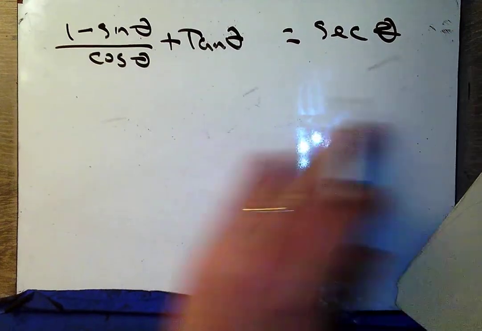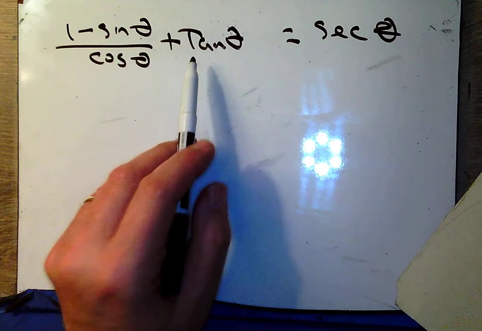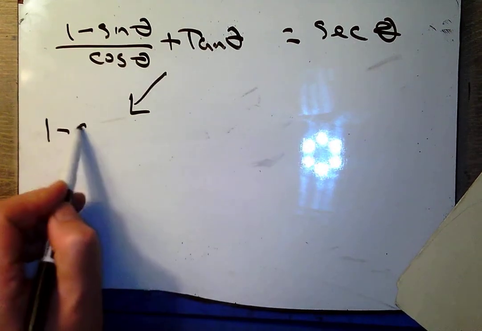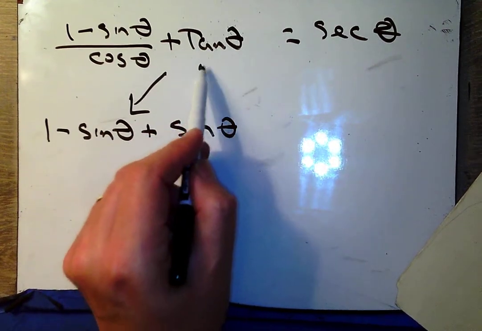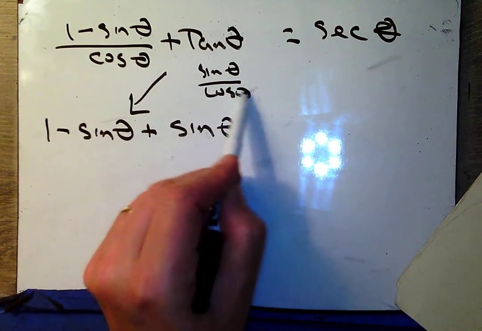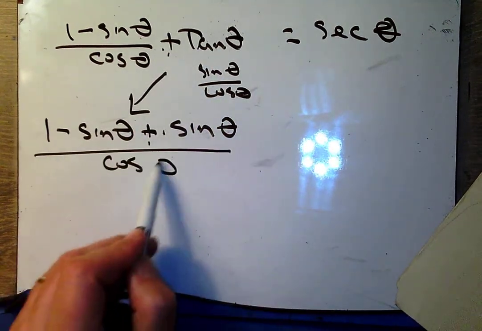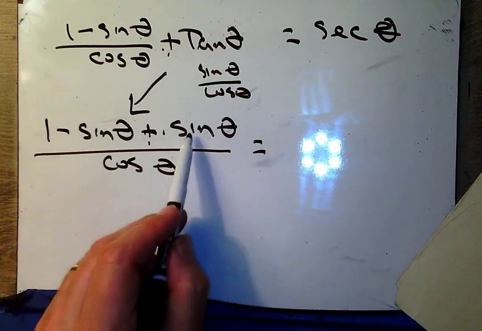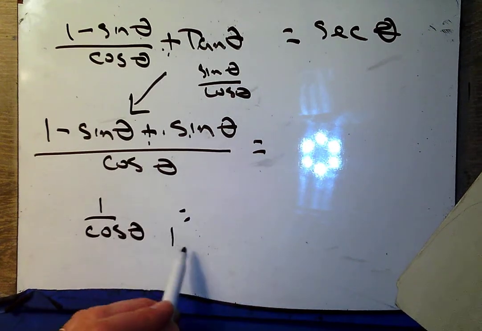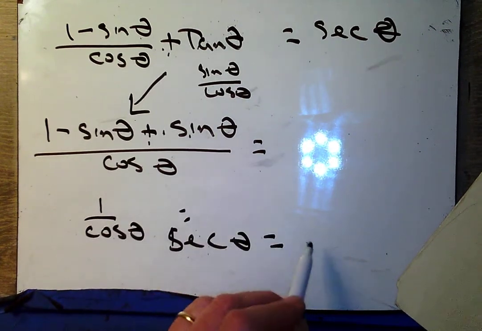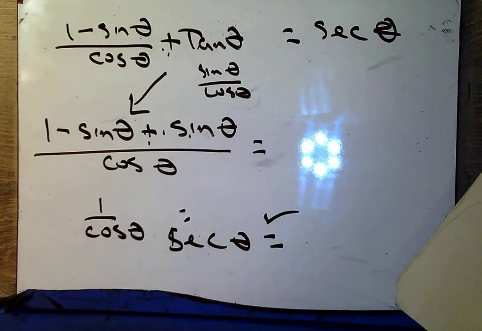Well, I have a couple of strategies. I could rewrite this with a common denominator. If I took that path, I'd have 1 minus sine theta plus sine theta, because this is going to be sine theta over cosine theta, all over cosine theta. And then what? Well, minus sine plus sine, they cancel each other out. Now I've got 1 over cosine theta, and we know that 1 over cosine theta is secant theta, and we're done. So rewriting in terms of sines and cosines, not so bad there.